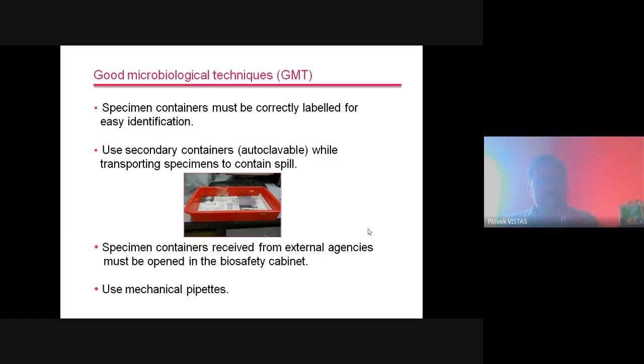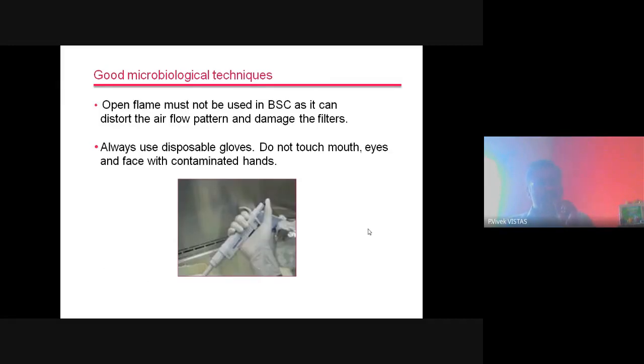We should use secondary containers while transporting specimens to contain spills. So we have to transfer the specimens in another autoclavable container. Specimen containers received from external agencies must be opened in the biosafety cabinet. Likewise, when a specimen comes, we have to open it only in the biosafety cabinet, not as such. Use mechanical pipettes to take the specimens. Open flame must not be used in the biosafety cabinet as it can distort the airflow pattern and damage the filters. So open flame should not be used in the biosafety cabinet.